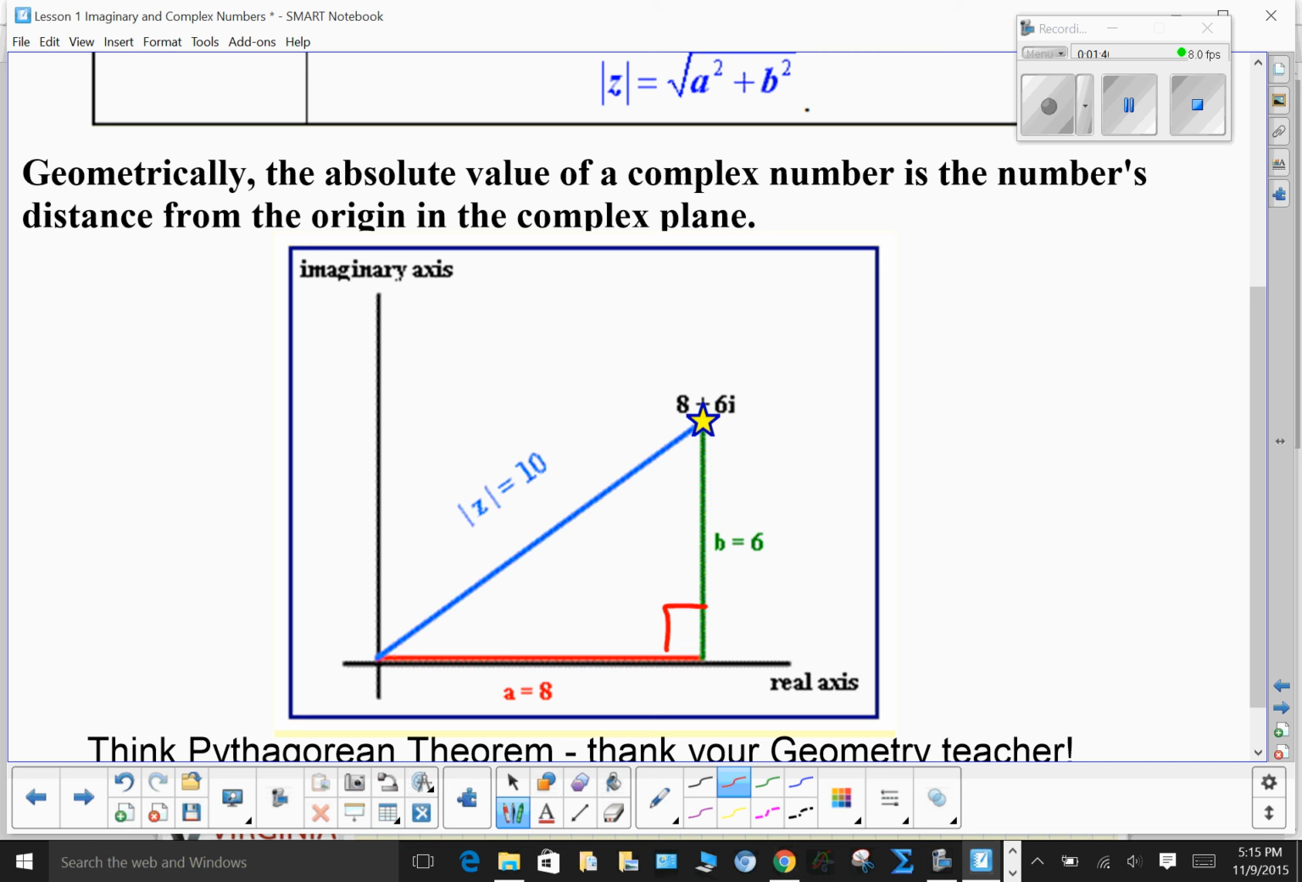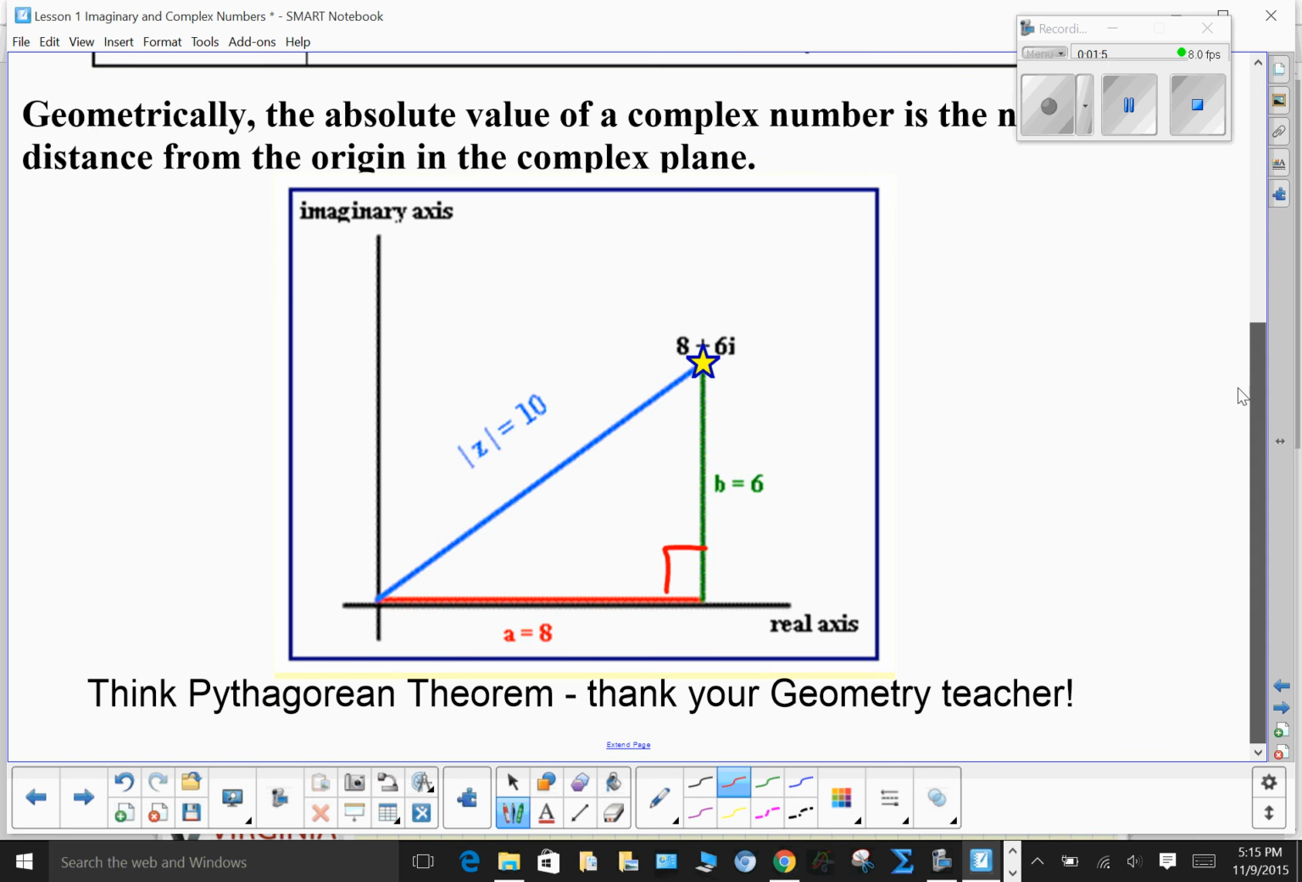We've been using that a lot. We used it with the Pythagorean identity when we did trig. We're using it here. 8 squared plus 6 squared. Thank your geometry teacher for being able to figure out that the square root, that winds up being 100, and the square root of 100 is 10.